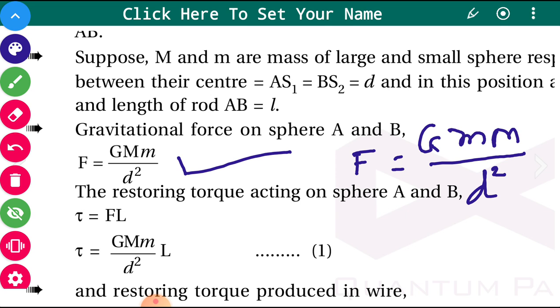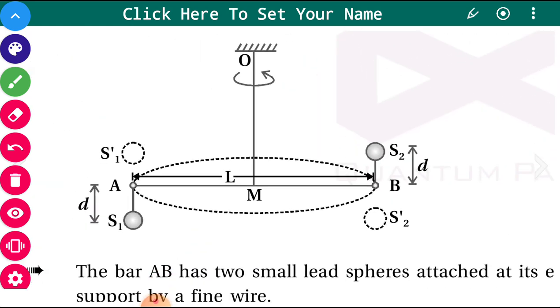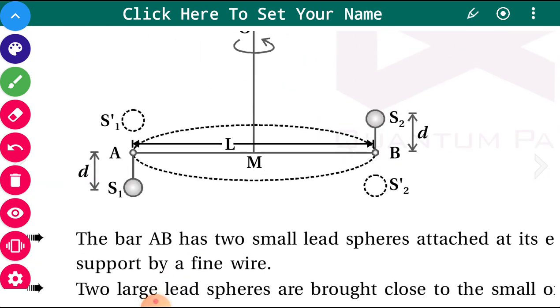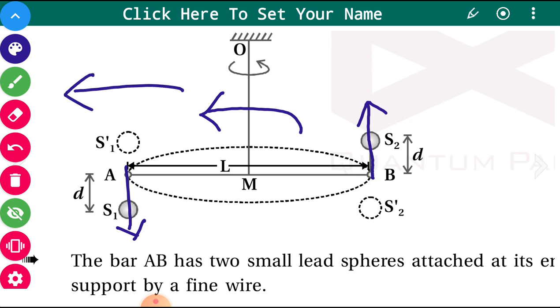Now try to remember the definition of couple or torque. This is just similar to the forces acting on the handle of a scooter. One force is acting in this direction, the other is acting in this direction. What will happen? The wheel will move this side, and you can take the turn this side. Opposite forces will give the turn.